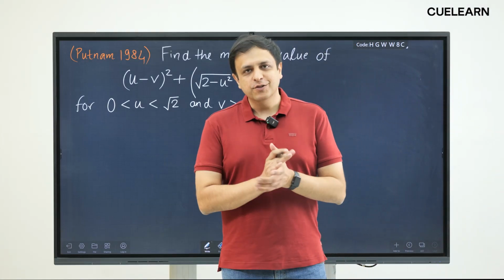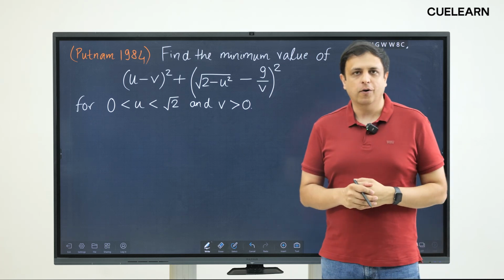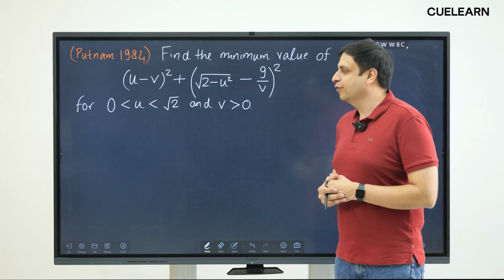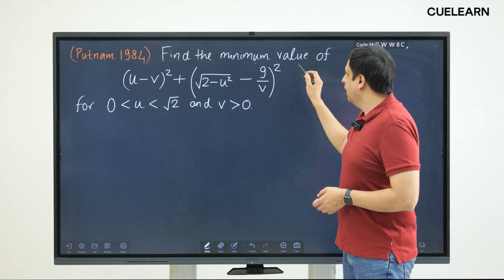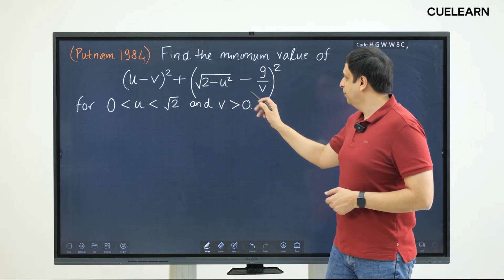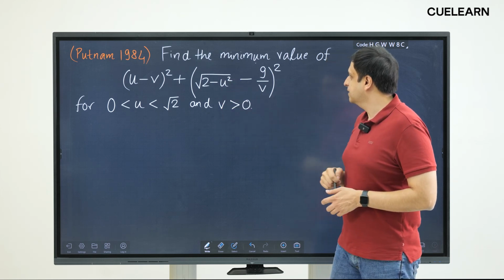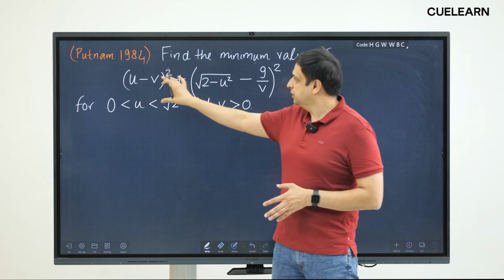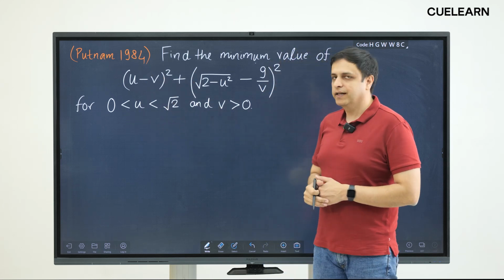Hi everyone, in this video I'm going to be solving this very cool problem that came up on the PUTNAM 1984 contest. Here's what it says: find the minimum value of this expression (u minus v) whole square plus the square of (root of 2 minus u square minus 9 by v). So this whole expression for u in 0 to root 2 and v greater than 0.